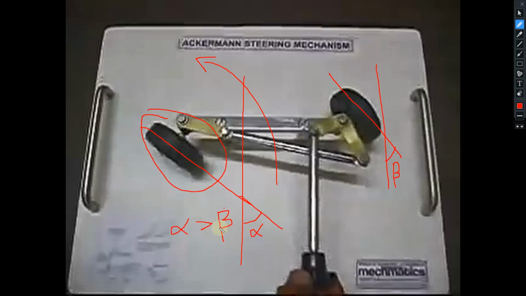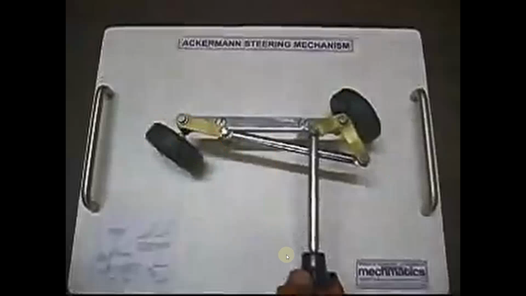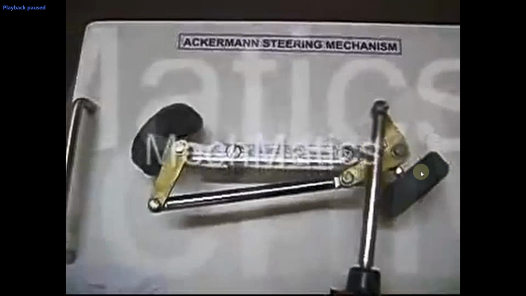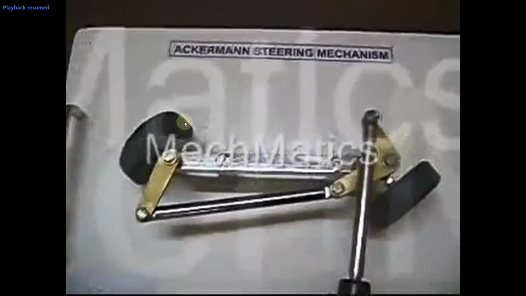So that is the condition of the Ackermann steering mechanism. And when the wheel is turning to the right hand side, again the same case: this will become the inner wheel and this will become the outer wheel. The inner wheel will be turning at a larger angle than the outer wheel. That is the Ackermann steering mechanism.